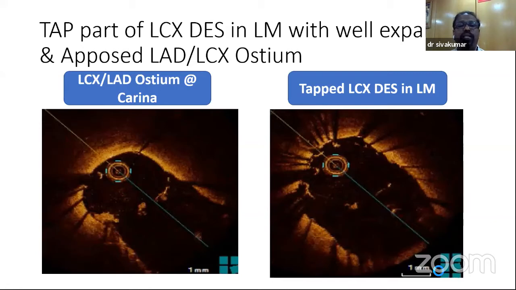At that same point, the LAD looking great. If you just move in some more into the LM, you can nicely see now the TAP part of the LCX stent. One may call it as malapposed, but it is how it will look like in a TAP stenting. When you do an OCT pullback from the tapped part of the vessel, you will see only like this. Probably if I had done an LAD to LM pullback along the carinal side, I could have exactly known how it was.